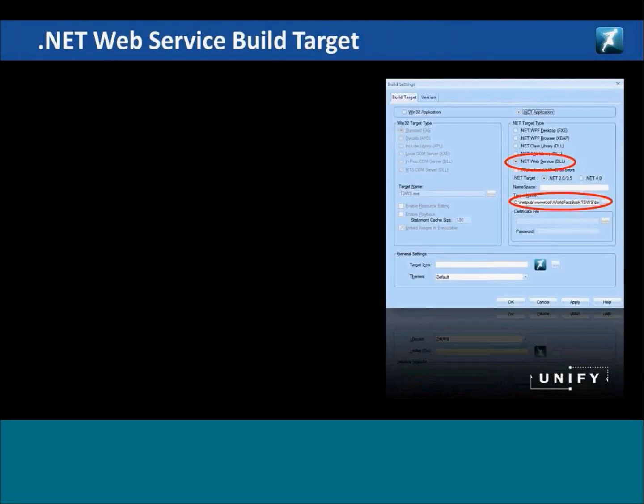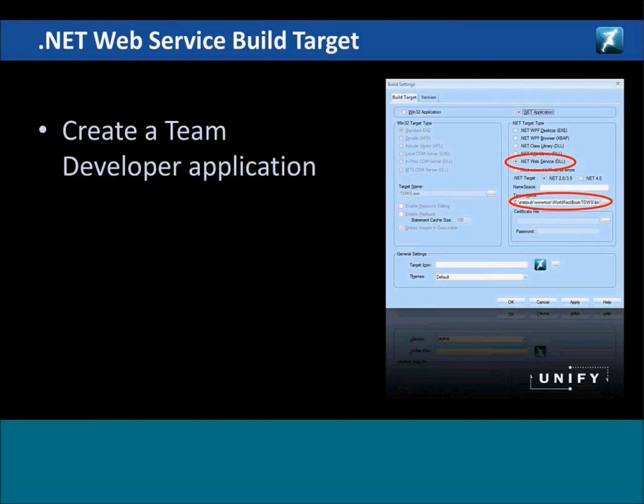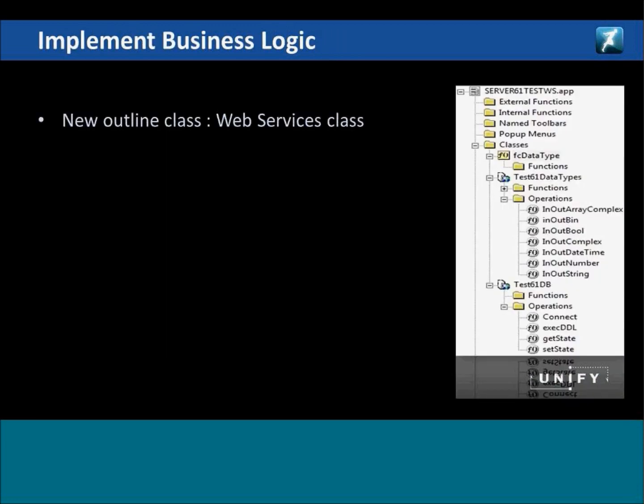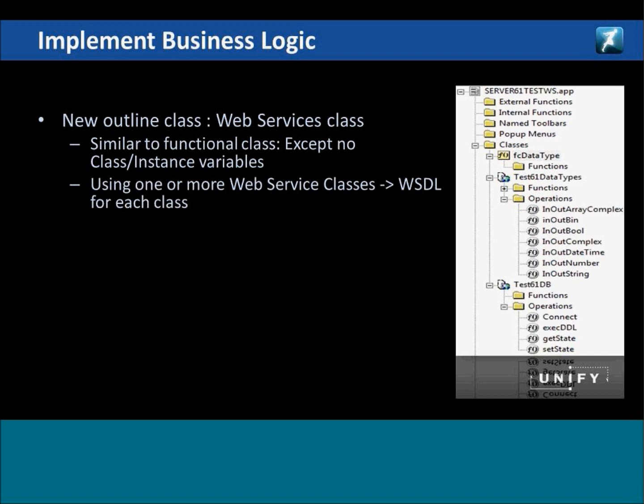So the build target is .NET Web Service DLL. You create a Team Developer application. You just select the new build target, .NET Web Service DLL. Then you implement the business logic. You have a new outline class called a web service class. It's similar to a functional class, except that you have no class and instance variables.